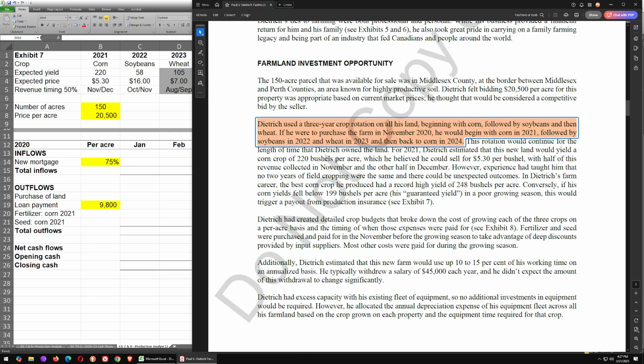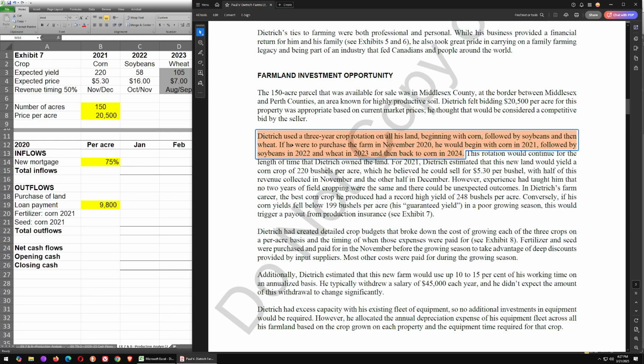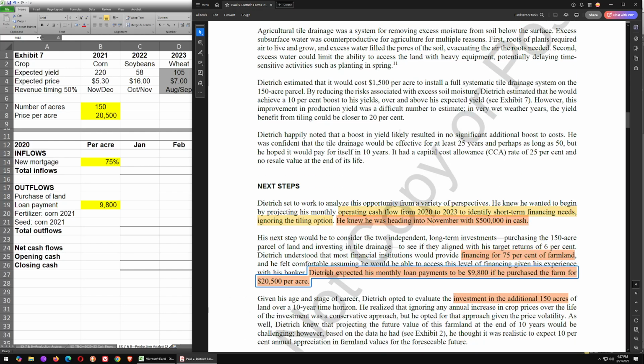I think the only other bit of information I want to show is that Dietrich used a 3-crop rotation. All his land began with corn, followed by soybeans and then wheat. If he were to purchase the farm in November 2020, okay, that's where it is, he would begin with corn in 2021. So that's the bit of information that we're pulling from here. And specifically, Dietrich is asking himself that he wants to analyze the operating cash flow over this time period, over one cycle, over one rotation of the crops. So that has now pulled up all the information that we need from the case study.